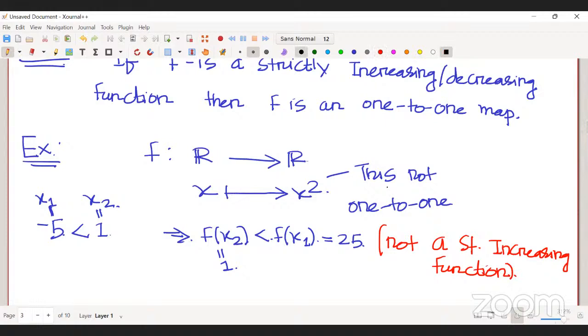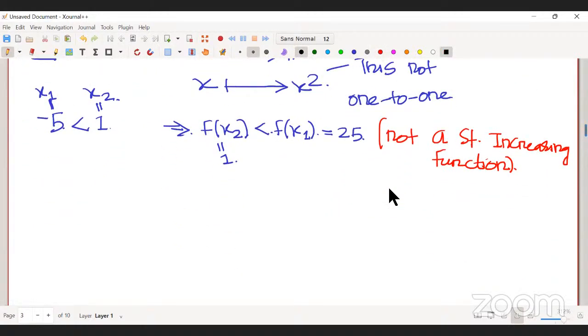Now next I have to show that it is also not a strictly decreasing function. So again the same thing, if I take -2, this is less than 2, right? Let's not take 2, let's say this is less than 3. But if I take their images, what I'm getting is f of -2 is 4, which is less than f of 3, which is 9.